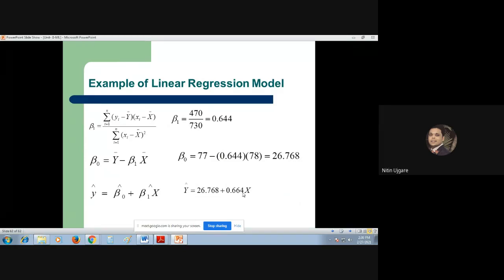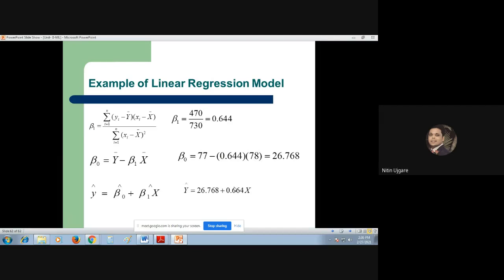Here, if my x value becomes 0, what will happen? 0.66 into 0, plus 26.76, how much will it be? 26.76. So still y is equal to beta 0. Even if beta 0 is 0, then still y is always 1 unit increase than the value of independent variable x.